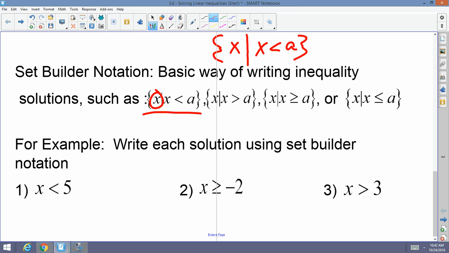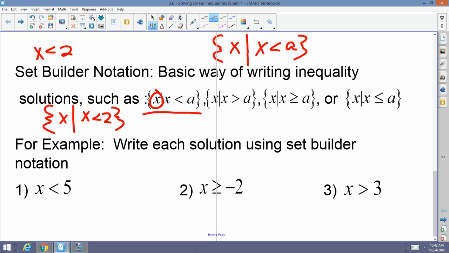That's set builder. So let's say that we're solving an equation, and the answer to my equation at the end of the day is x is less than 2. Using set builder, my solution would be braces. I'm talking about the variable x, and the description of x is x is less than 2.